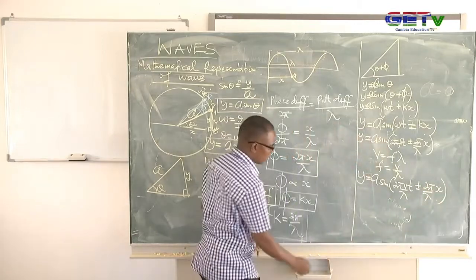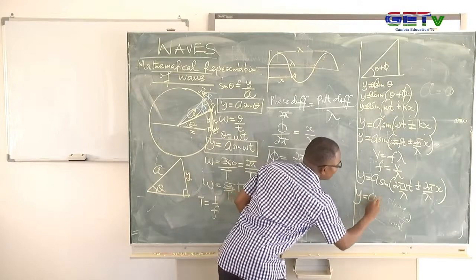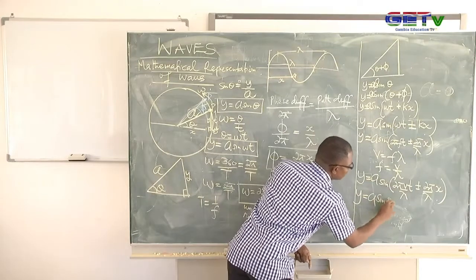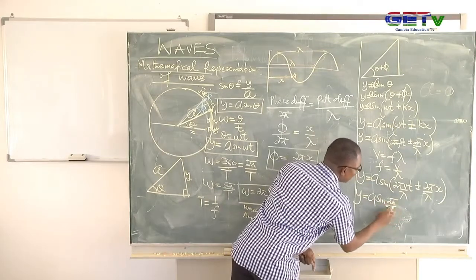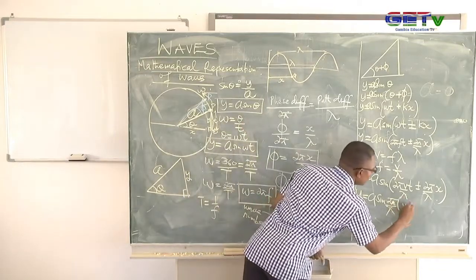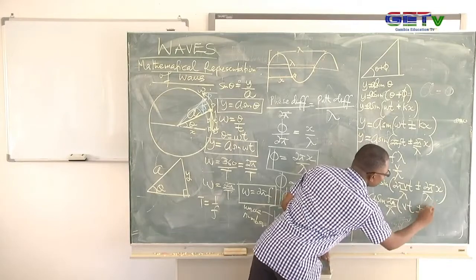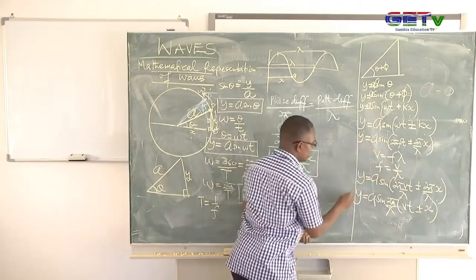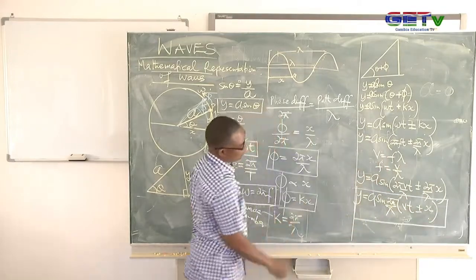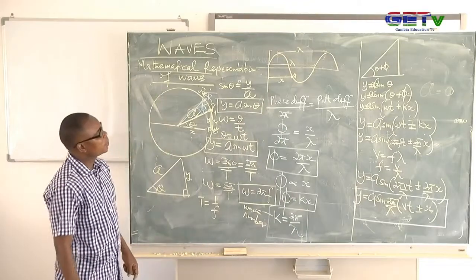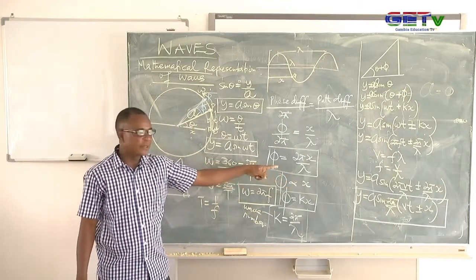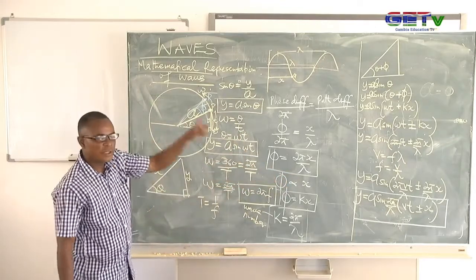Now if I factorize, I have A sine, and you can see the common factor is 2 pi over lambda. If I take it out, I'll have vt, then plus or minus x. So this equation represents the equation of a wave. This is the mathematical representation of the wave. It tells you how the displacement of the wave changes with respect to time. The y is the displacement, A is the amplitude, and you have the speed and time.